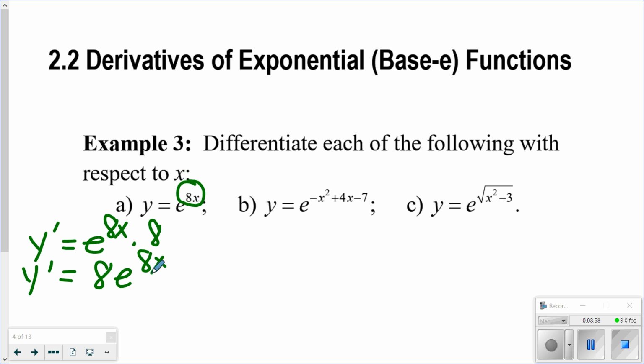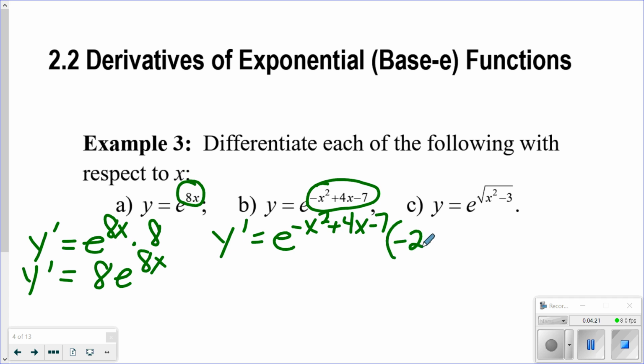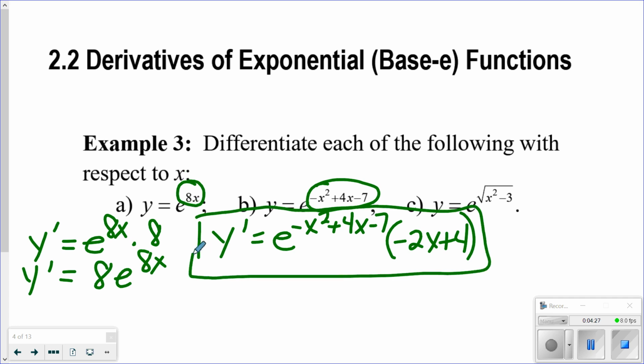Okay, on B, B looks terrible, but it's really not quite that bad. So y prime, let's just follow our steps, write it exactly as it appears. We're not even going to think about anything. We're just going to write the same thing down just like it is. Okay, and now we're going to multiply that by the derivative of the exponent. So just the derivative of that, which is going to be negative 2x plus 4. Okay, and really there's not a lot more we can do with that. So that will be your final answer.